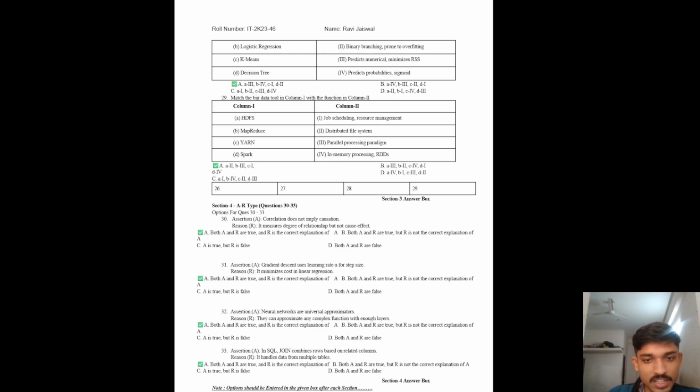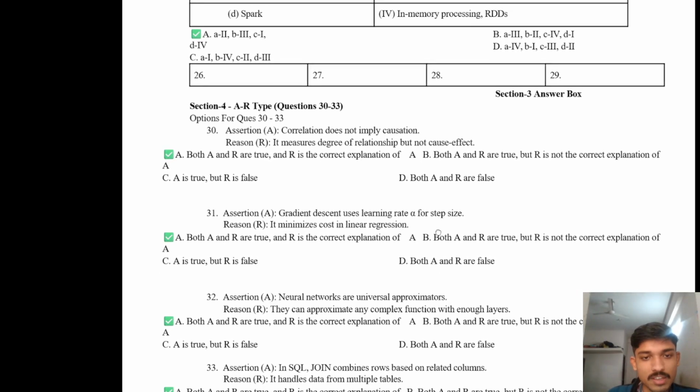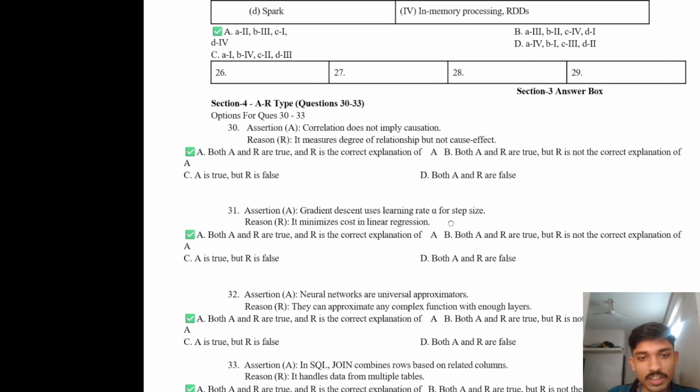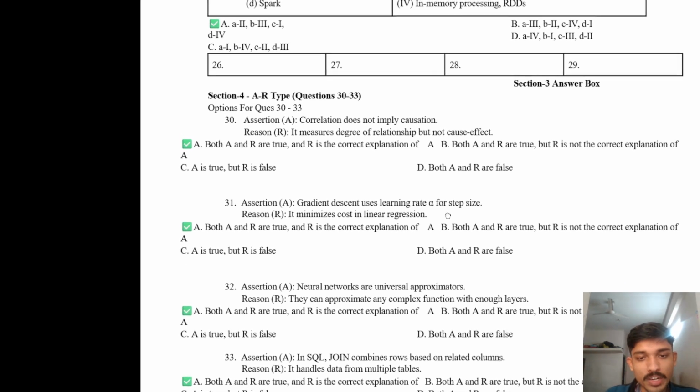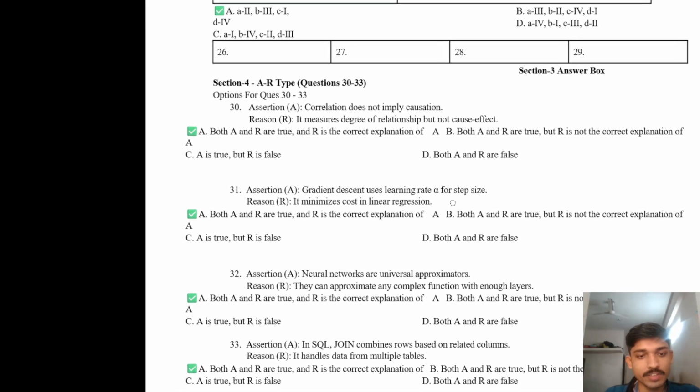31 is gradient descent uses learning rate alpha for step size, and reason it minimizes cost in linear regression. So the correct answer is A. Yes, both are true, and R is the correct explanation of A, because the gradient descent uses alpha to minimize the cost. 32 part, neural networks are universal approximators. Yes, it is true, they can approximate any complex function with enough layers. Yes, it is also true, and it is also the correct explanation of the assertion, because neural networks can approximate complex functions.